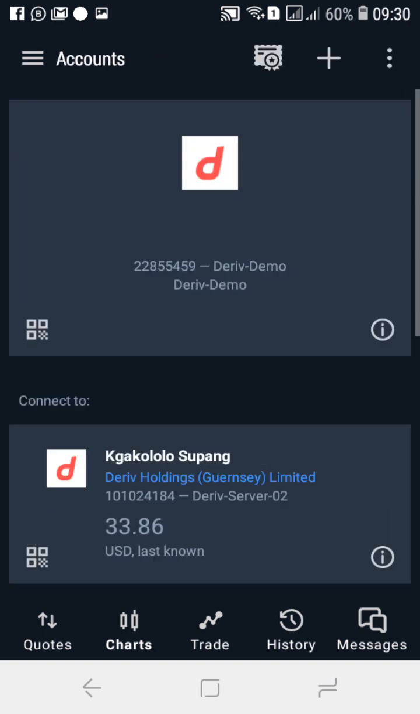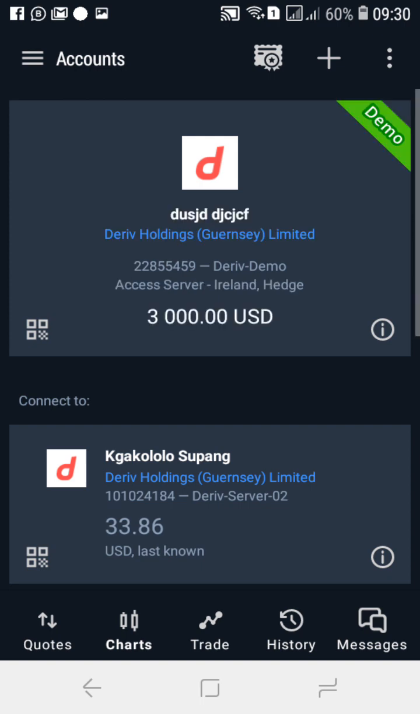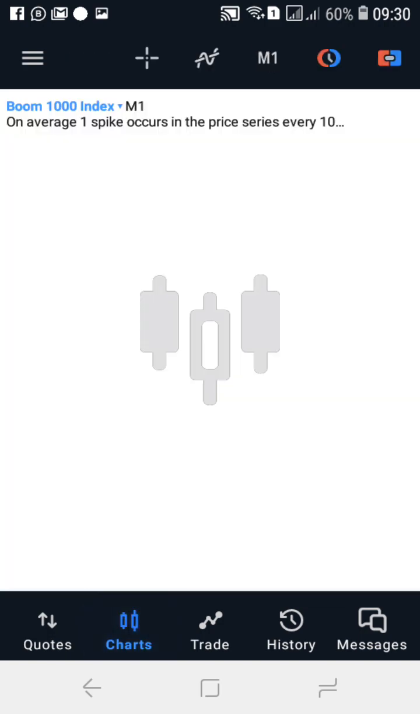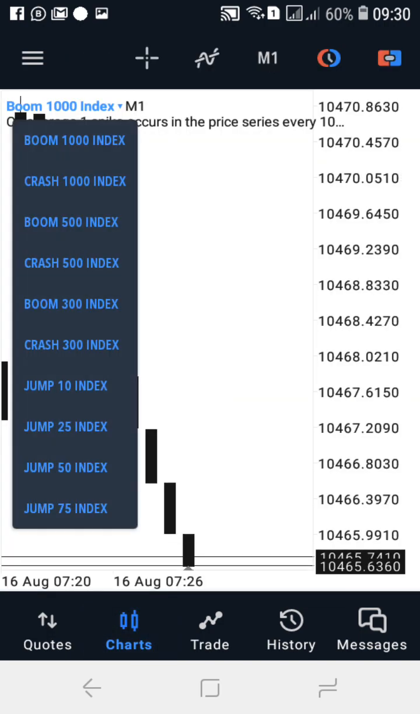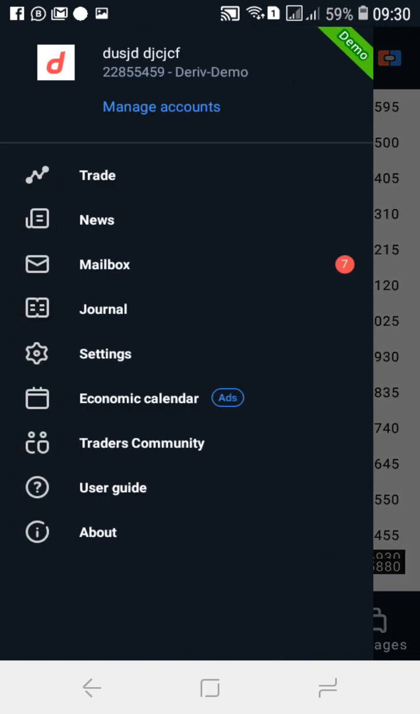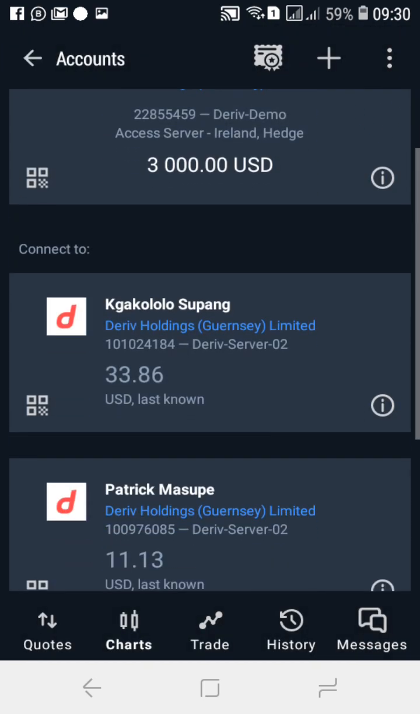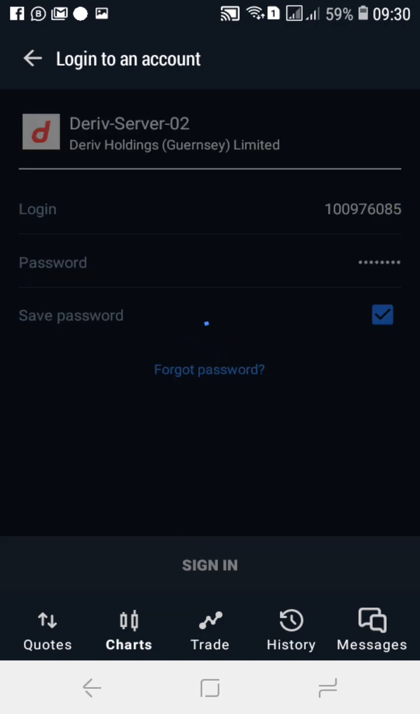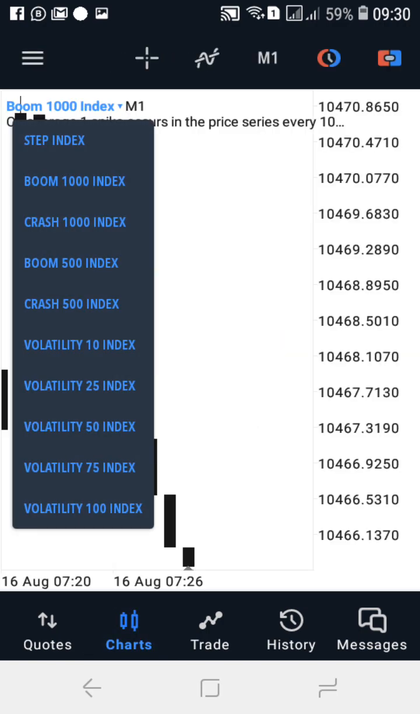Okay. Now, if you are given a demo account or a real account, you just logged in, the first thing that they give you is the Boom and Crash and Jump indices on the demo account, but when you come to the real account, it's actually a different story, because here they give you the volatility indices.